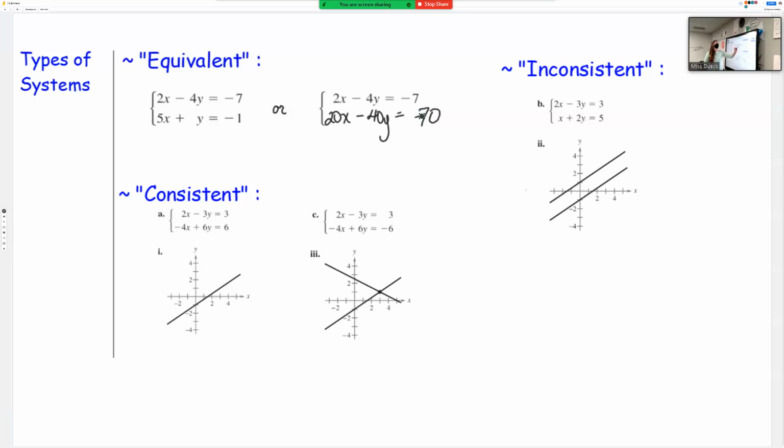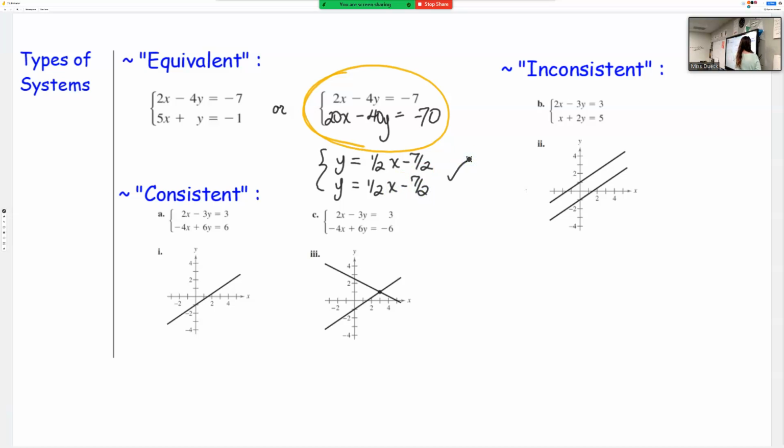So Baron and Paul, what are you seeing? Why is this one now equivalent when it wasn't before? When you multiply the 10 each side. Yeah, so what Paul noticed is that one is just 10 times the other one. Here's another way of looking at it. What would happen if I had gotten y by itself on the first one? Subtract the 2x, divide by a negative 4. You would have gotten 1/2 x minus 7/2. What would happen if you got y by itself on the next one? Same thing. Negative 20x divided by negative 40 would be 1/2 x.